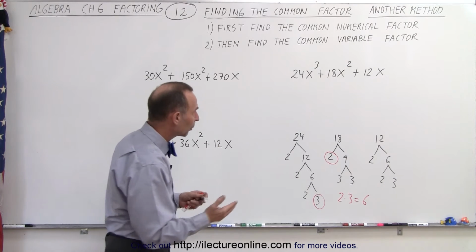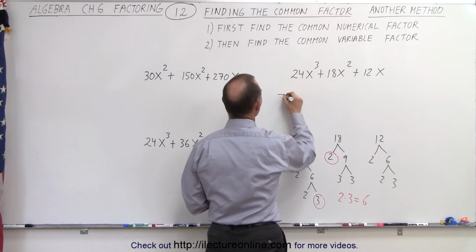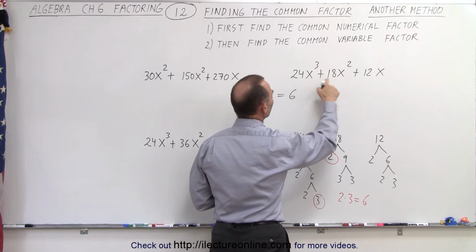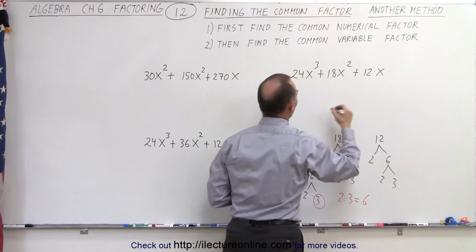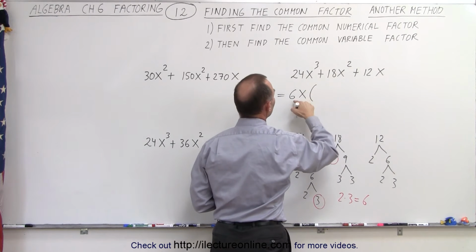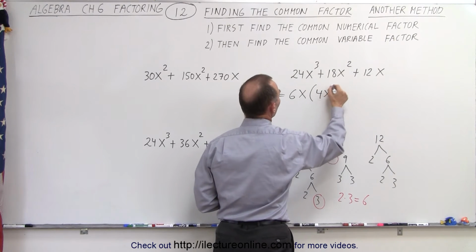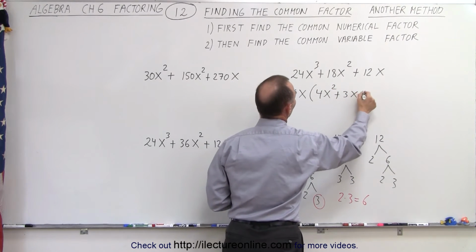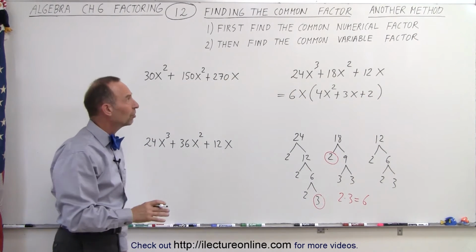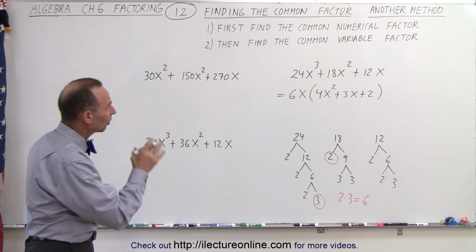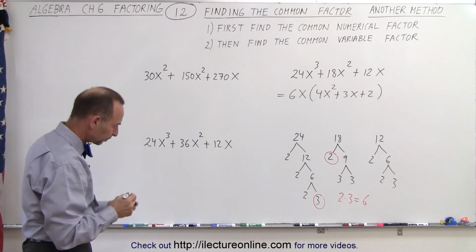Now, when we know that, we're going to apply it. So this can now be written as 6. The common factor for the variable will be x because it's x to the smallest power, 1. And then the remaining part would be 4x squared plus 3x plus 2. And that's how you find the factors of that polynomial.